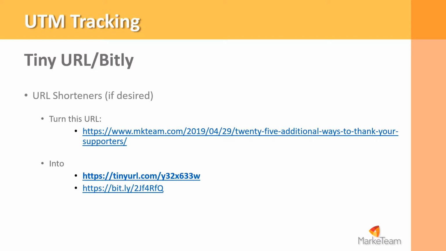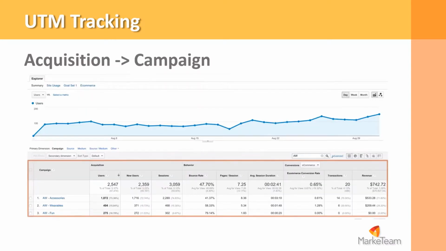The last thing that we're going to cover today is going to be what it looks like when you log into Google Analytics. So under the acquisition reports, you can click on the campaign and you'll see all of the different campaigns that you're tracking through your UTM links. And this screenshot shows you 3 different examples and several different metrics such as users, bounce rate, and conversions that you can track through Google Analytics.